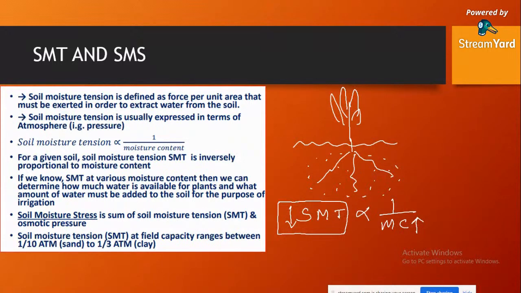We always keep in mind that the moisture content in the voids should not fall below a certain limit. Otherwise, the plant has to apply much more force to extract the moisture from the soil. For optimum growth of the plant, we have to keep the soil moisture stress as minimum as possible. For that, we should not increase the moisture content above the saturation capacity, otherwise the plant will wilt.